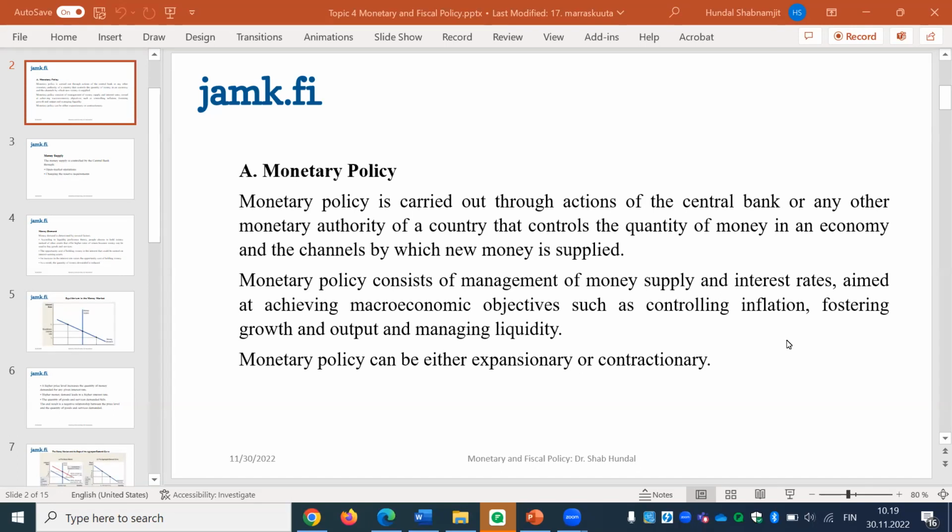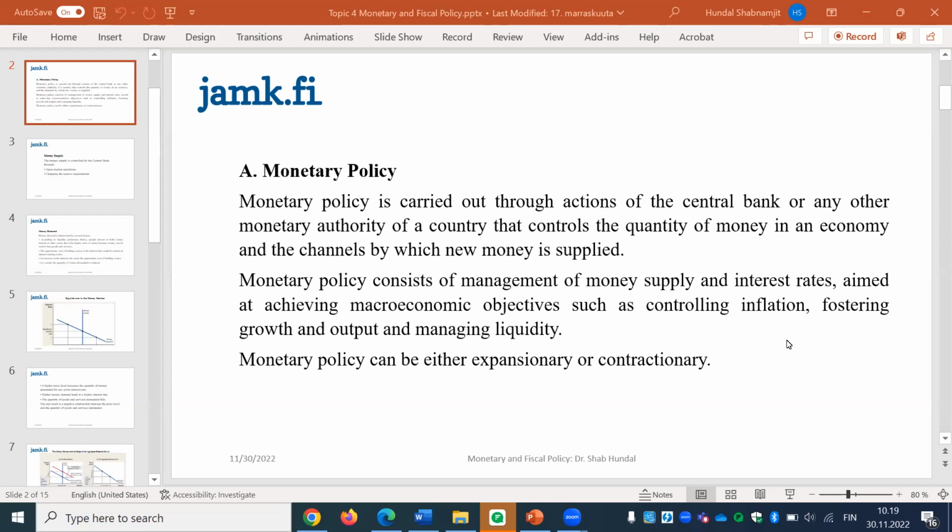The main objective of the monetary policy of the country is to check inflation, foster growth and output, and manage liquidity. Growth and output is very important. Every monetary policy basically aims to enhance the output, employment and income of the country. It's a very strategic tool in the hands of the country.